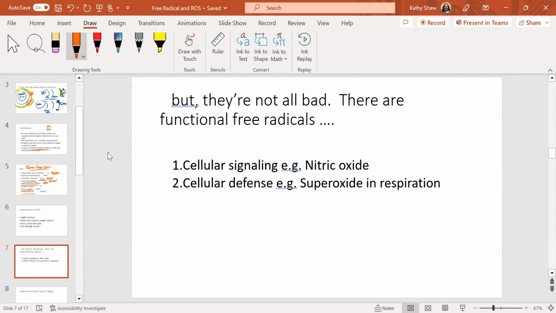They're not all bad, and I don't mean to make it sound like they are. There are some functional free radicals, and like I said, this is some stuff we'll come to later. One of them we'll do today, but cellular signaling with the nitric oxide and everything we'll do later. Cellular defense and immune response, we'll try to talk about at the end of this video.